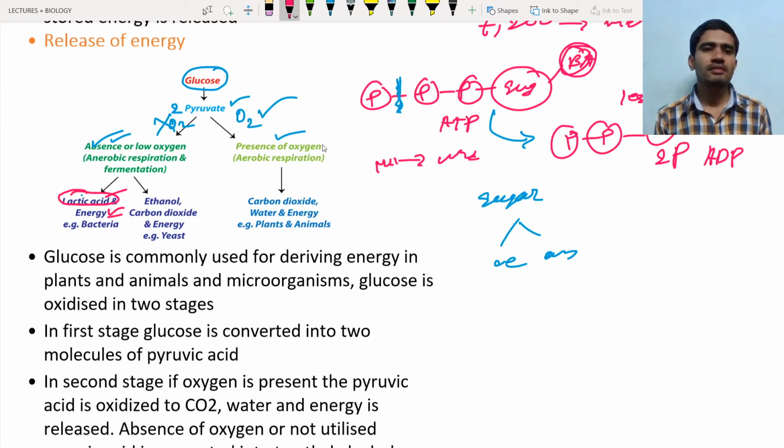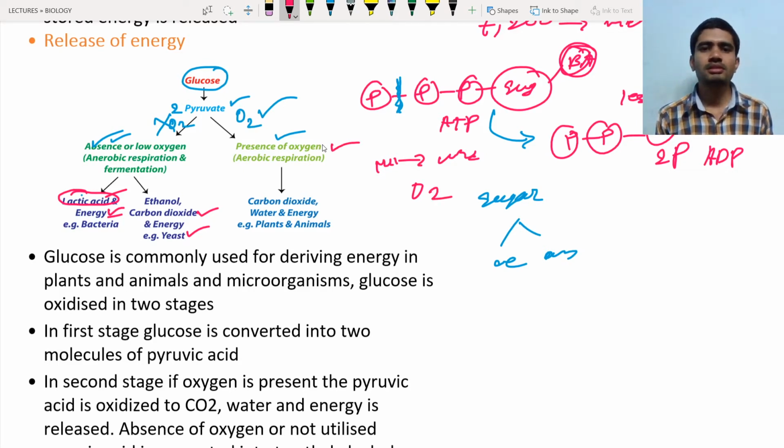The next is fermentation. Fermentation is also an anaerobic respiration, and in this case the yeast does the process. As a result, the yeast gets energy, and it also releases carbon dioxide. So in the fermentation process also, we don't need any oxygen. It means the yeast is not going to use any oxygen molecules.